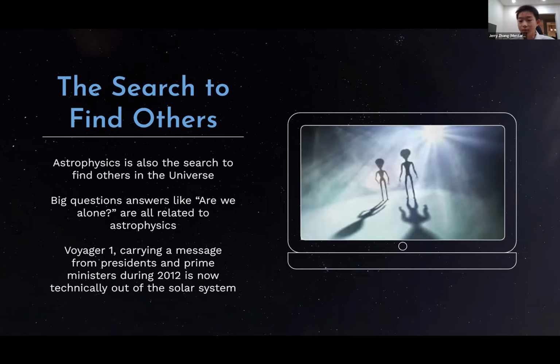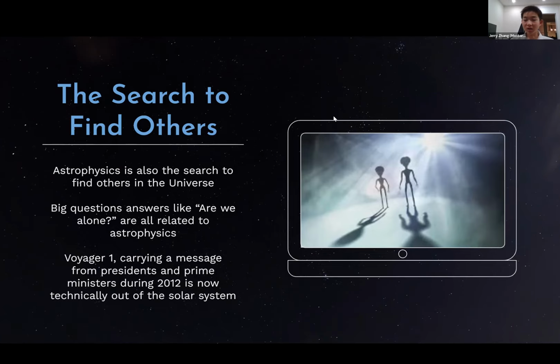And a big question in astrophysics, if you watch any shows that interview astrophysicists, some of the questions are: are we alone? Are we alone in this universe? Are there other living species in this universe? This is a huge thing in astrophysics, and it's very important. There are also debates about whether we're alone or not.